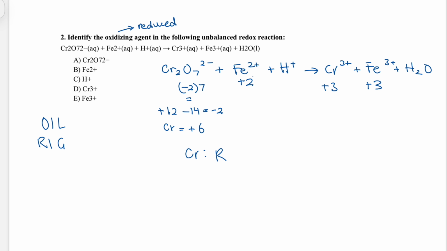So I can say that Cr is the one that's reduced. And for iron, it's going from +2 to +3. This is losing electrons because it's getting more positive. So I can say that iron was oxidized. And then the oxidizing agent is the one that was reduced, which is the one with chromium. With these agent questions, it's always going to be the whole species and not just the element. So therefore, the species that is being reduced is Cr2O7 2-.